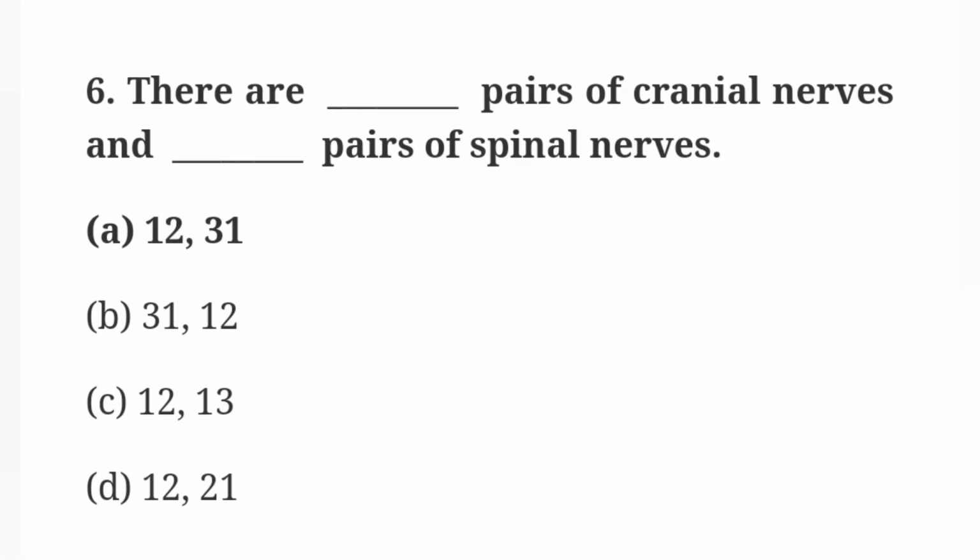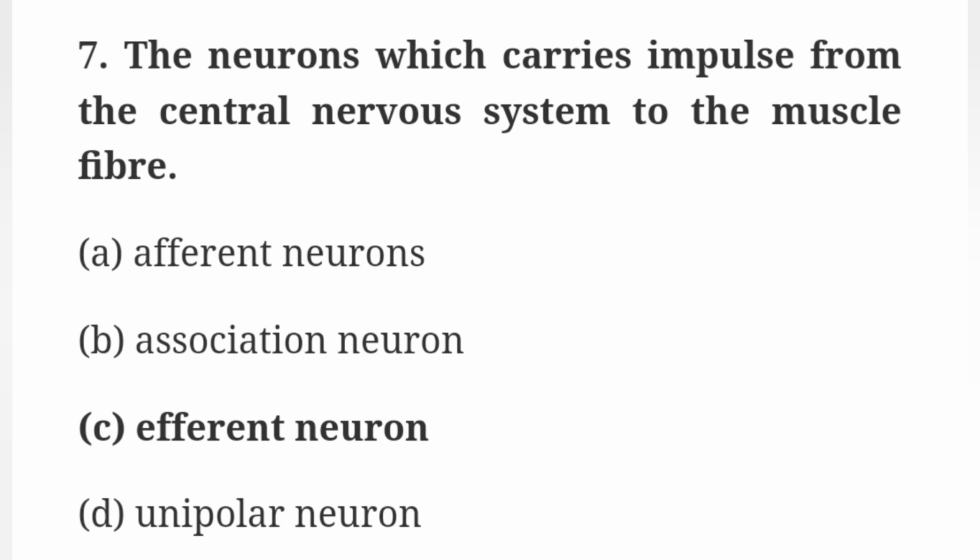Sixth one, there are dash pairs of cranial nerves and dash pair of spinal nerves. Answer option A, 12 and 31. Seventh one, the neurons which carry impulse from the central nervous system to the muscle fiber. Answer option C, efferent neuron.